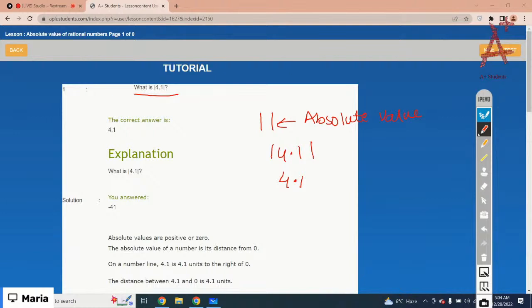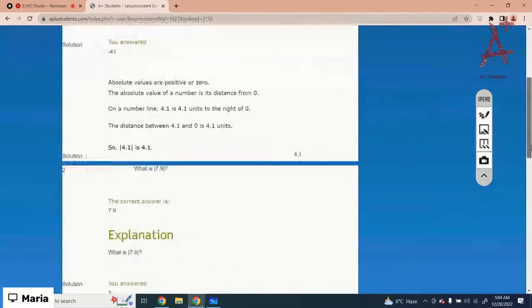Absolute values are positive or zero. The absolute value of a number is its distance from zero. On a number line, 4.1 is 4.1 units to right of the zero. The distance between 4.1 and 0 is 4.1. So absolute values are always the positive values. That is basically the important thing. Got it? No negative numbers are in the absolute values.